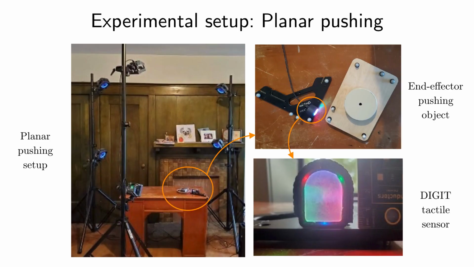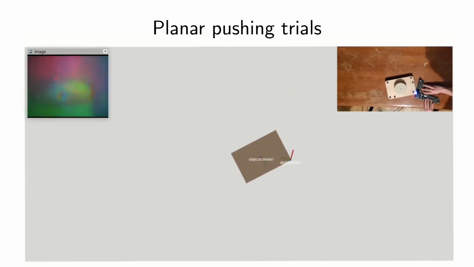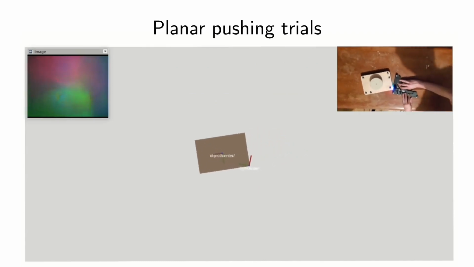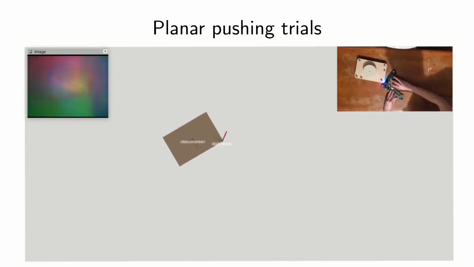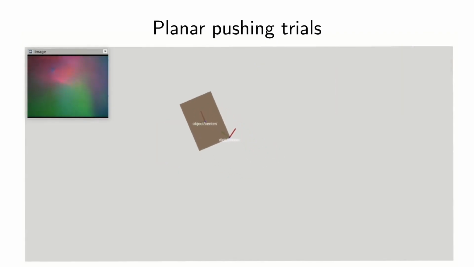This is the overall experimental setup with close-ups on the motion capture, the object, the end effector, and the digit tactile sensor. Now here's an example of a typical planar pushing trial with a rectangular object. The top left shows the tactile image from the digit sensor. Now as the object is being pushed, we can see that the contact patch in the image moves around.